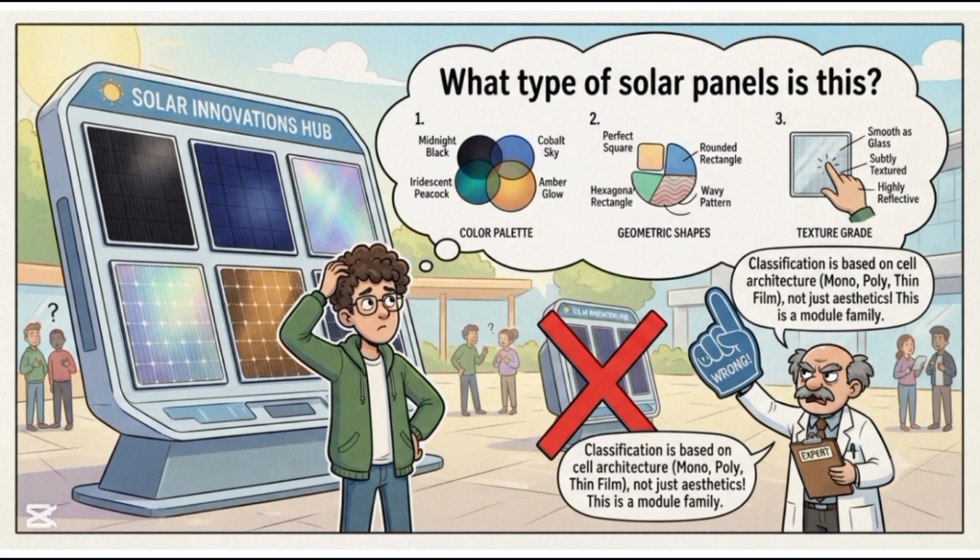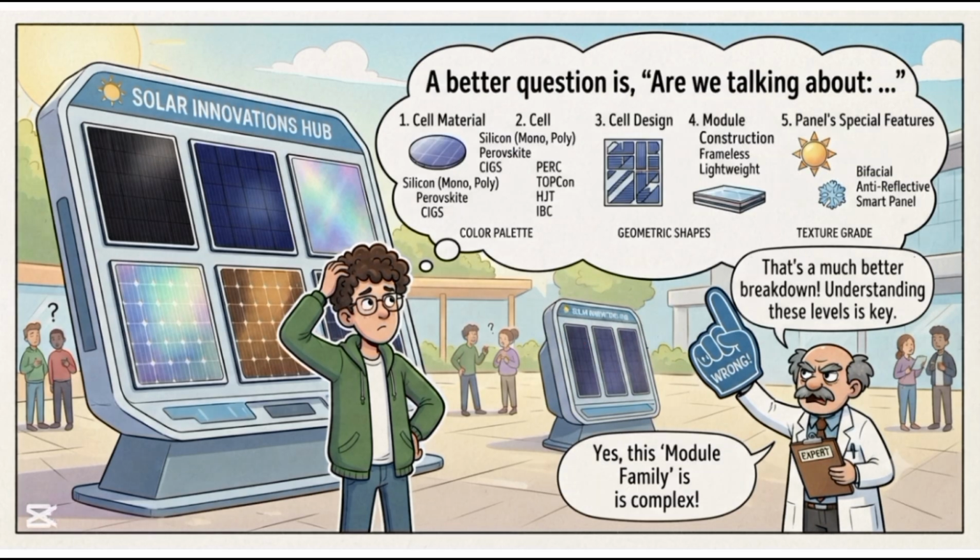This is why asking, what type of solar panel is this, without specifying the context often leads to conflicting answers. A better question is, are we talking about the cell material, the cell technology, the cell design, the module construction, or the panel's special features? Once the context is clear, every classification makes sense.